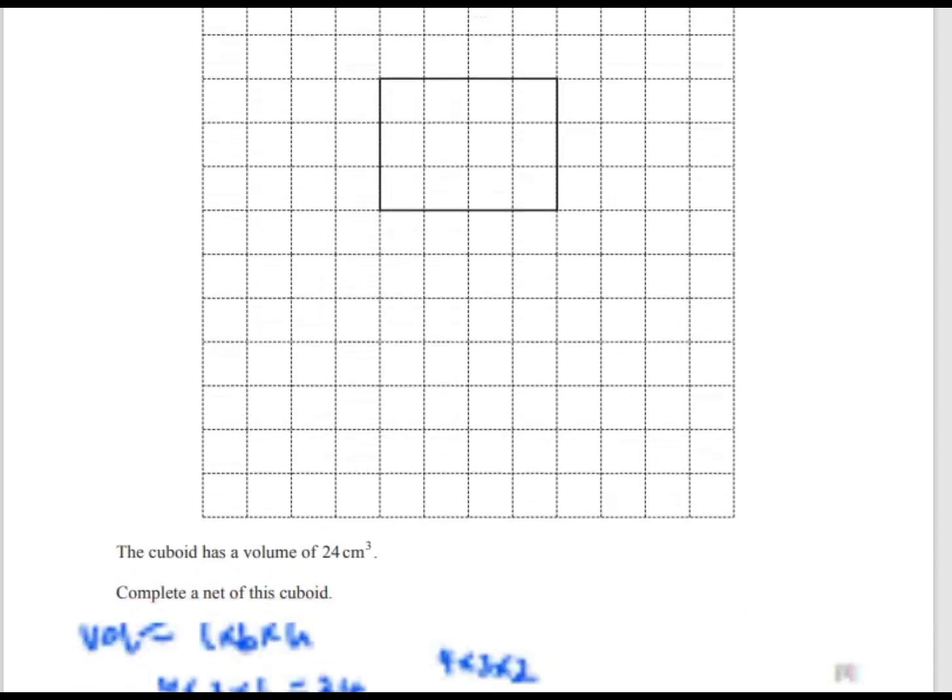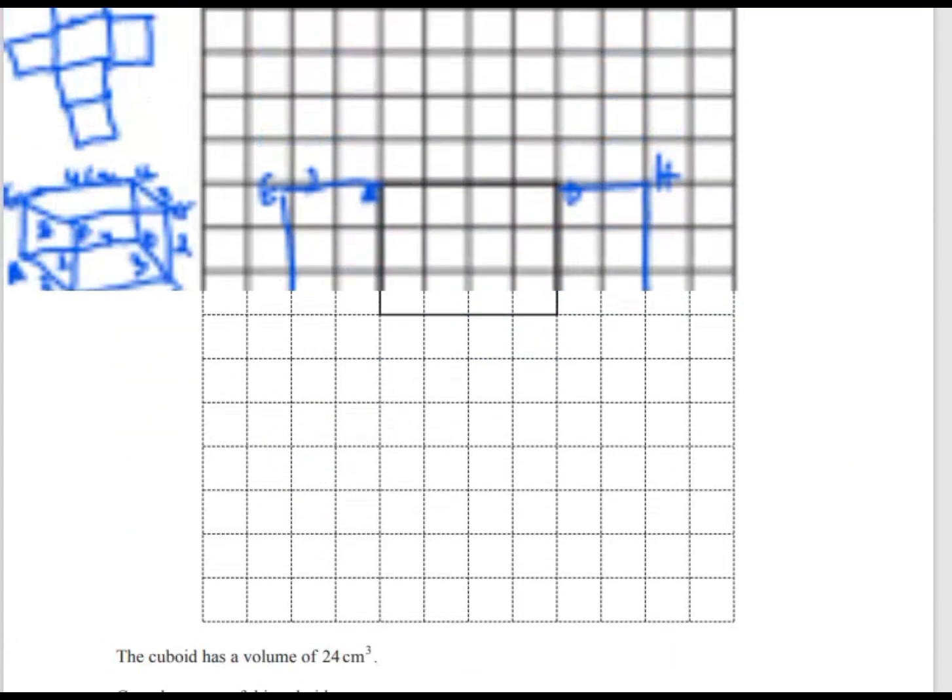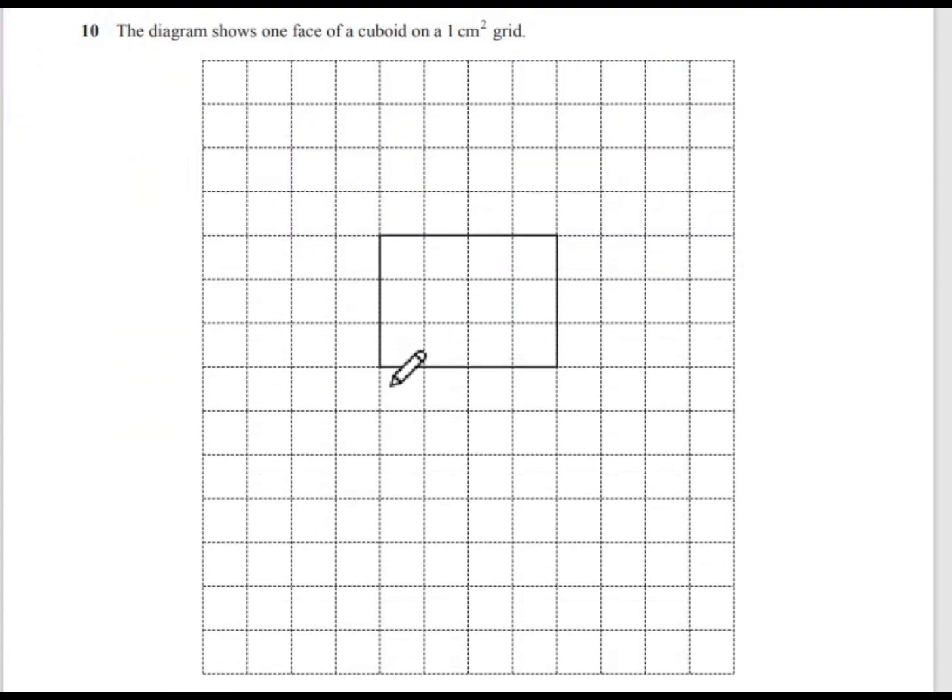Now look at this. It says the cuboid has a volume of 24 cubic centimeters. Let's assume this is the length, and this is the breadth. So this is 4 centimeters, because that's 1, 2, 3, and 4. And the breadth is 3 centimeters: 1, 2, and 3.